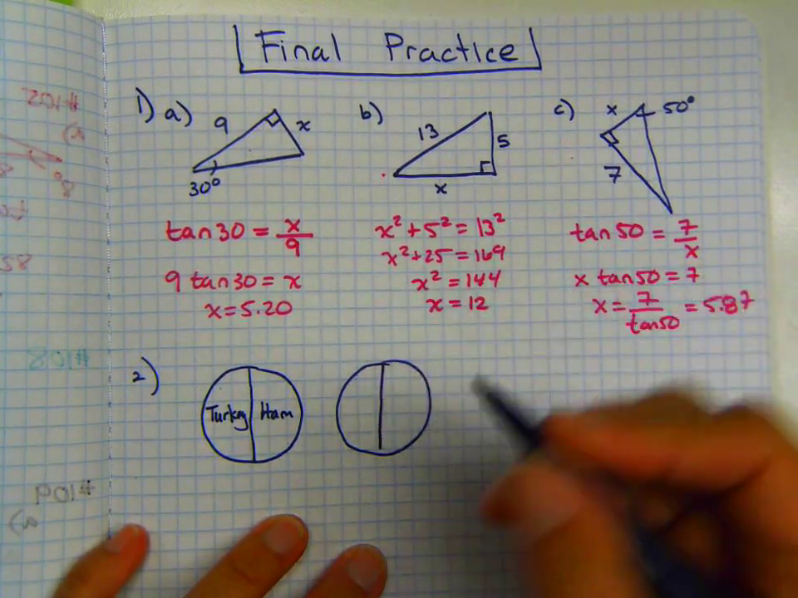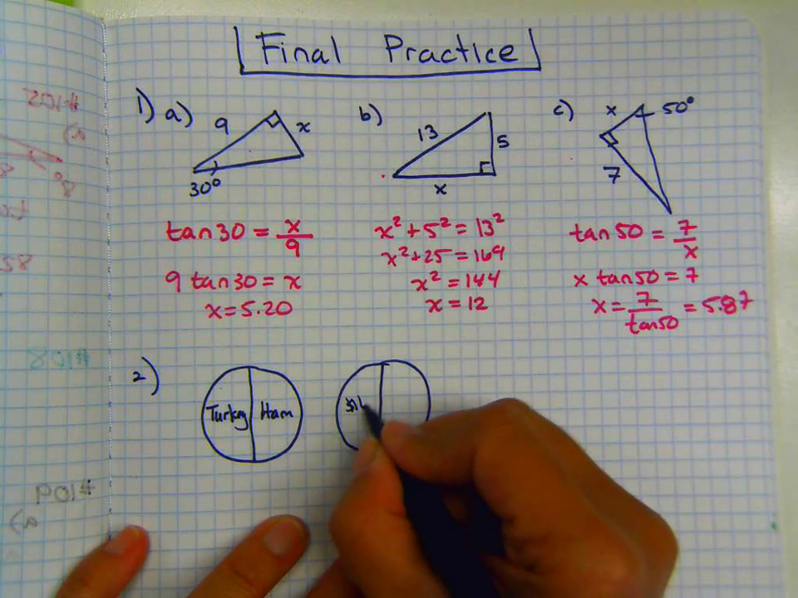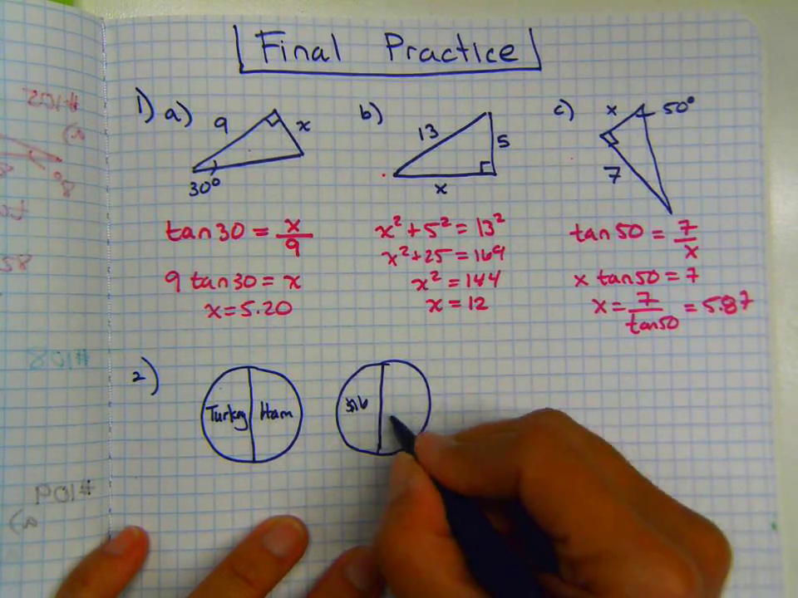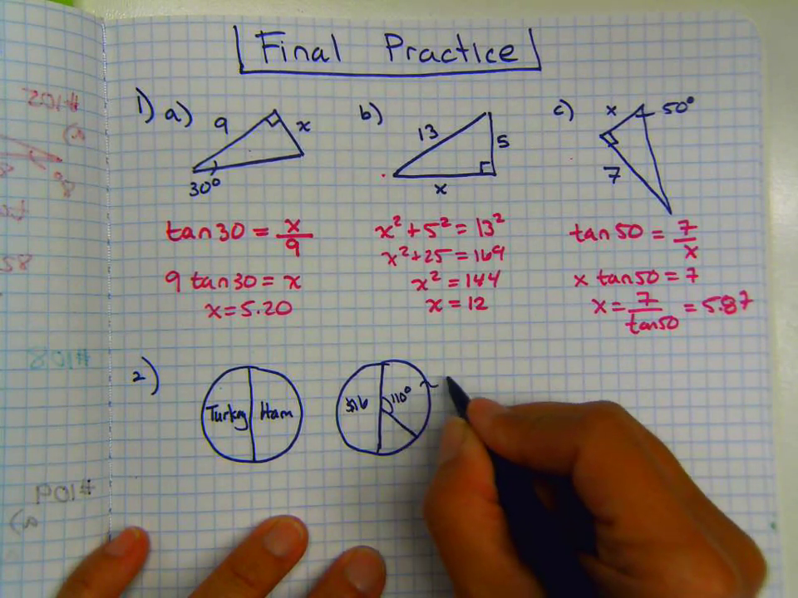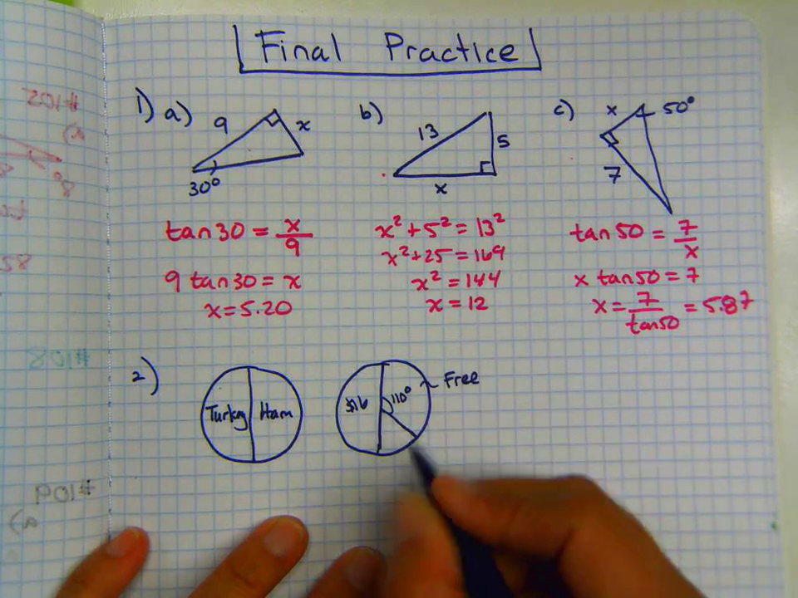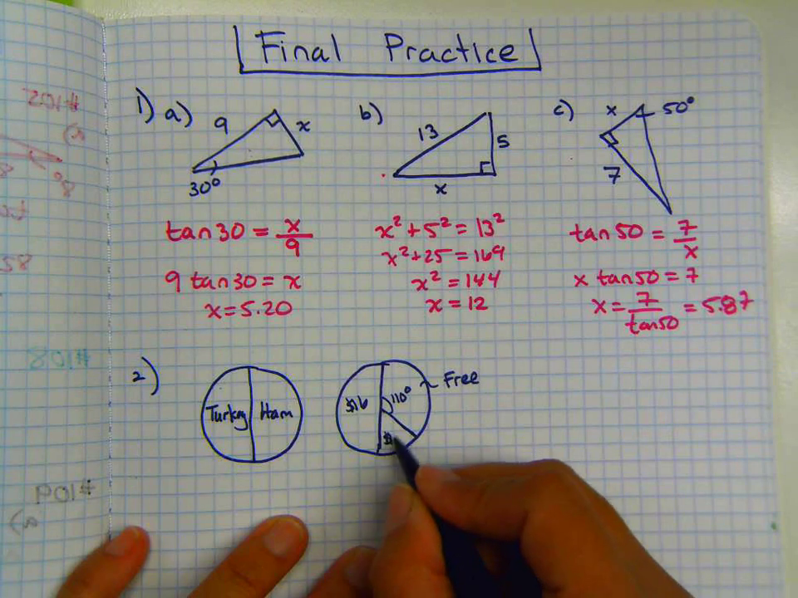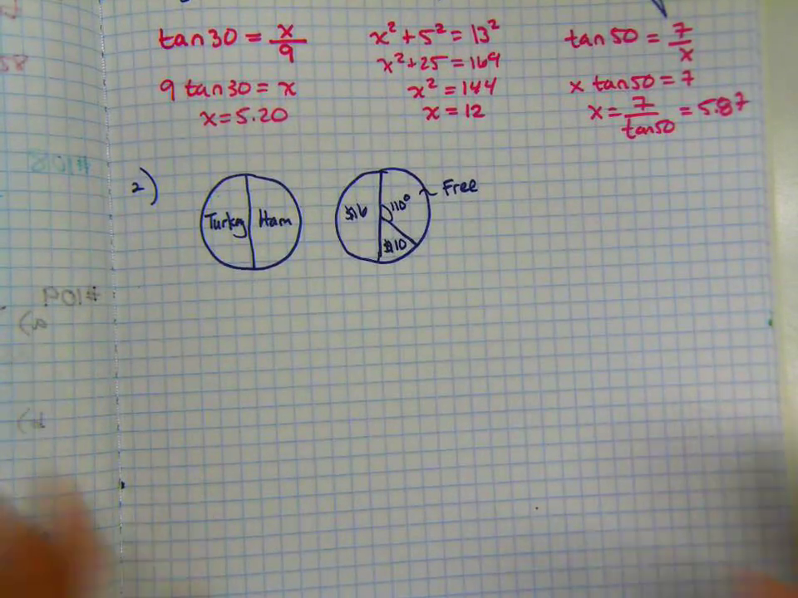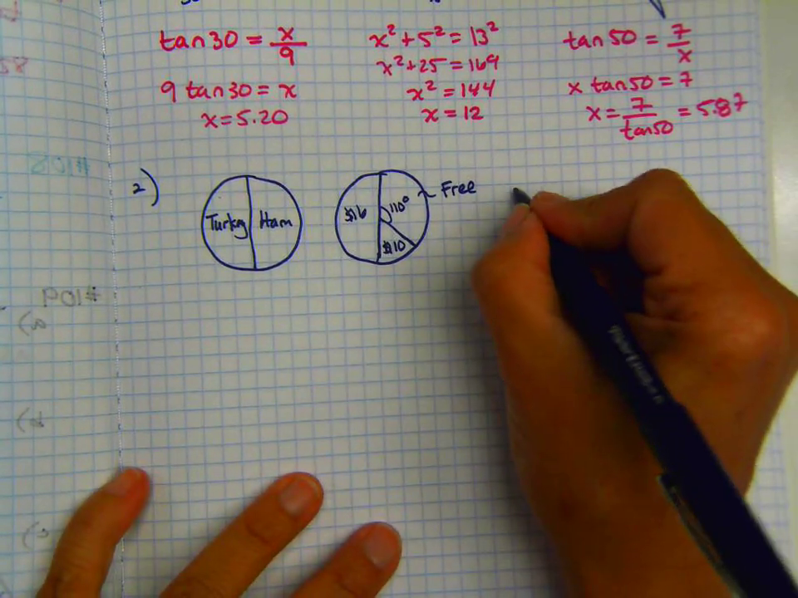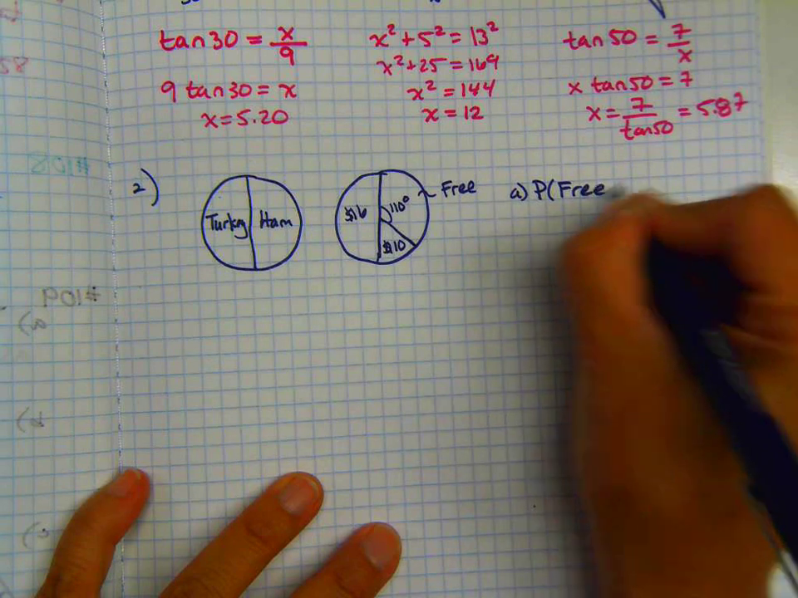So you spin another spinner. If you land on this side, it's going to cost you $6. And if you land on this side, this big chunk right here, which we'll say is 110 degrees, your sandwich is free. And then finally, if you land on this side, it's going to cost you $10. So that's your loser spot. All right. What I want to know is, what's the probability of getting a free turkey sandwich?